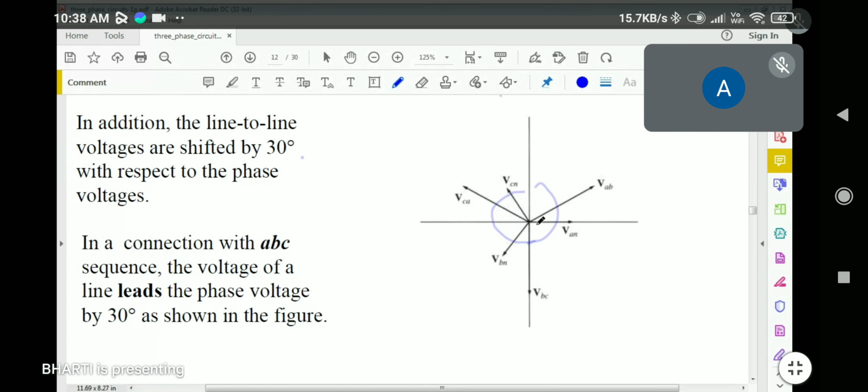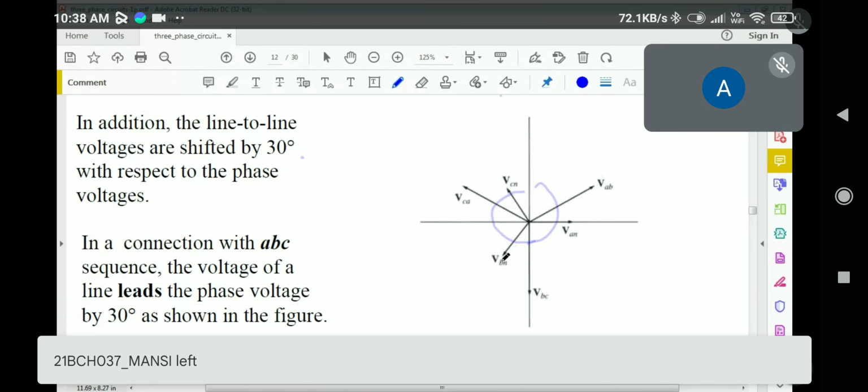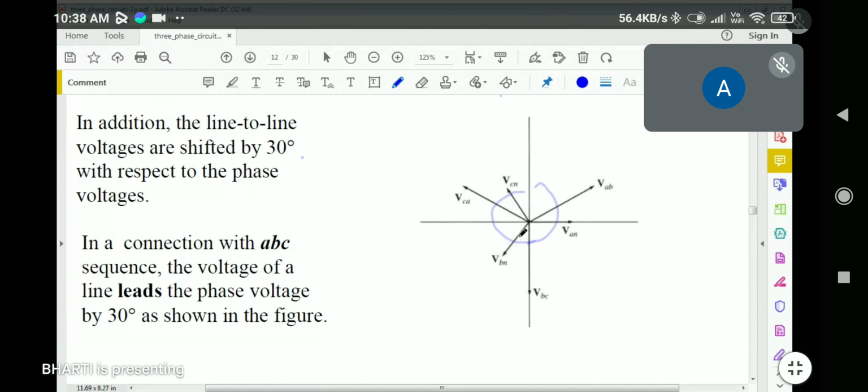So this is VAN, means there is an angle between VAB and VAN of कितना 30 degrees. ठीक है. Now coming to next, VBC or BN, that is the B phase and neutral. So there's an angle of 30 degree between them. Again, coming to VCA, that is C and A, between these two lines. So with neutral, there's an angle of 30 degree. Is it clear now to everybody? ठीक है ना?